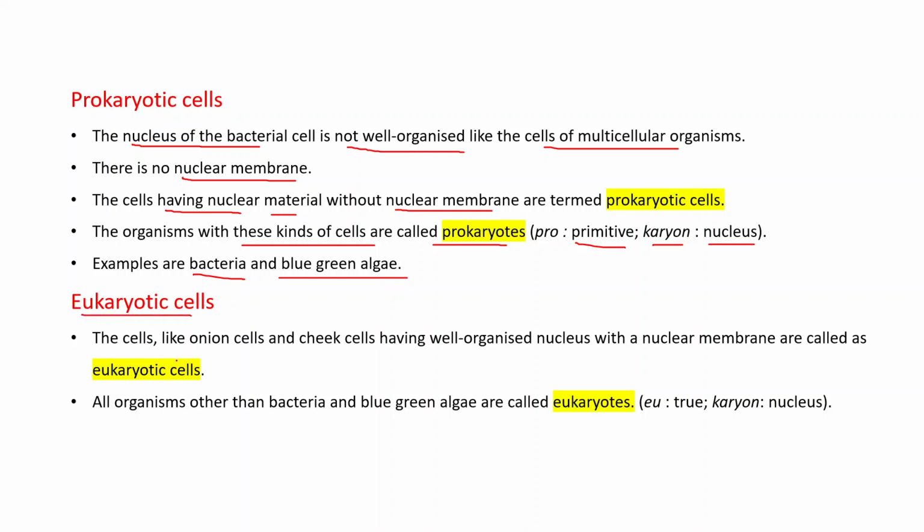Eukaryotic cells. The cells like onion cells and cheek cells having well-organized nucleus with a nuclear membrane are called eukaryotic cells. All organisms other than bacteria and blue-green algae are called eukaryotes. It means true nucleus, a cell with nuclear membrane.